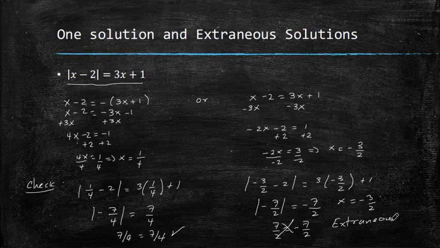Extraneous solution. And what is an extraneous solution? Well, it's just a solution that shows up in the process of solving the equation. It showed up in the process of solving this one, but when you check in the original equation, it's not actually a solution. It doesn't check. That's an extraneous solution. So in conclusion, this equation has only one solution, which is this one, x equals 1/4. That's our only solution. So we only have one solution.